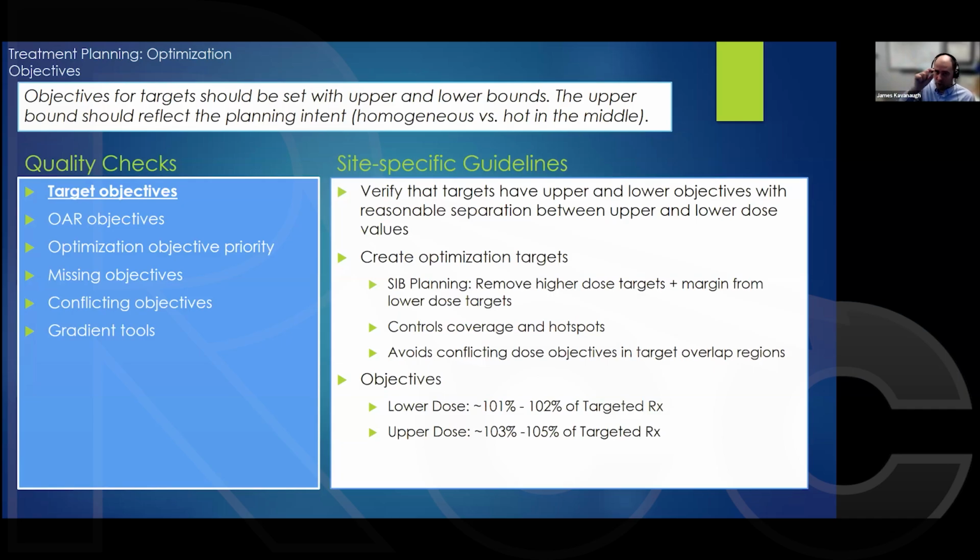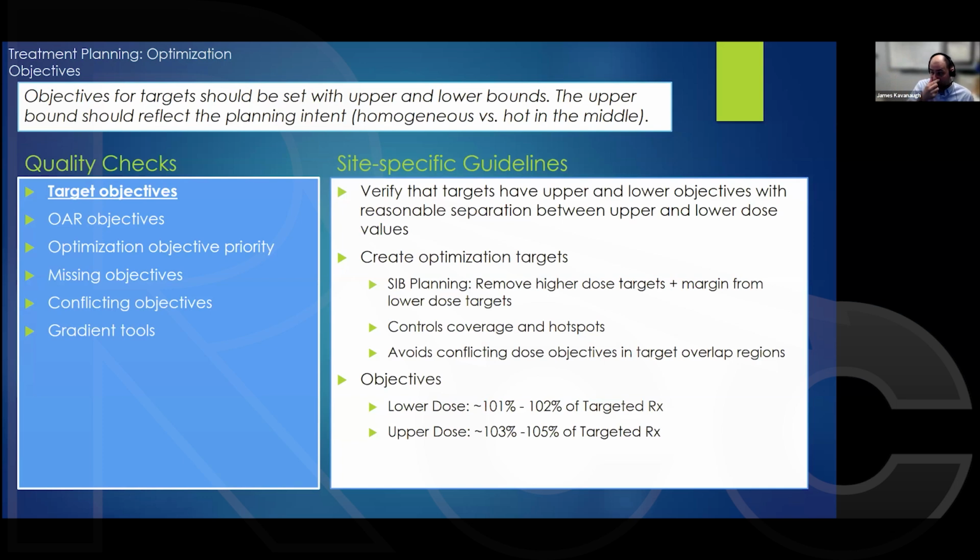You don't want to give a 1% window that you're trying to thread your prescription dose into, and I'll have a next slide with a DVH to look into that. The other thing that I also consider is the creation of optimization targets. And this is really important for the SIB, or the integrated boost planning, where we have to remove higher dose targets plus some margin from the lower dose targets.